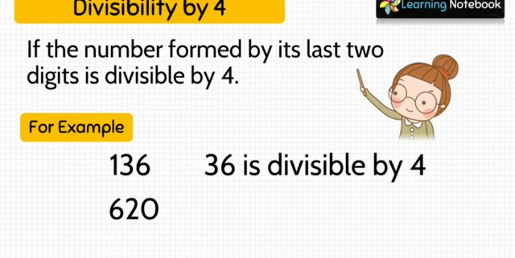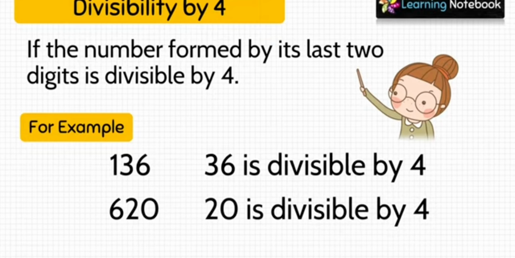Similarly, 620. Here also, take the last two digits. The number formed is 20. And check if 20 is divisible by 4. Again, we know 20 is divisible by 4. Therefore, 620 is divisible by 4.